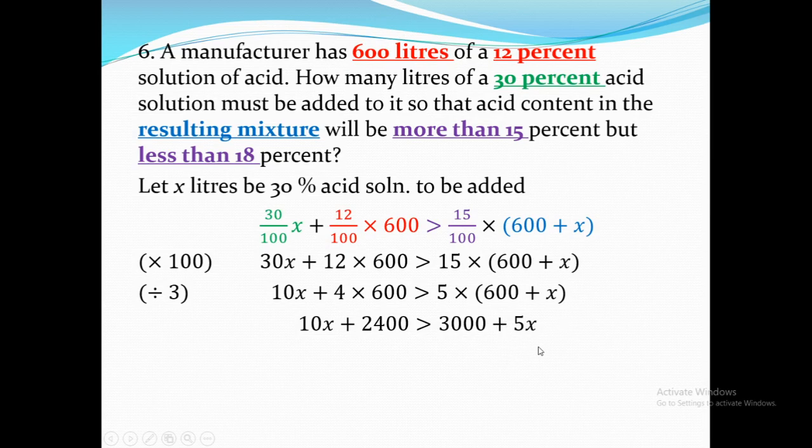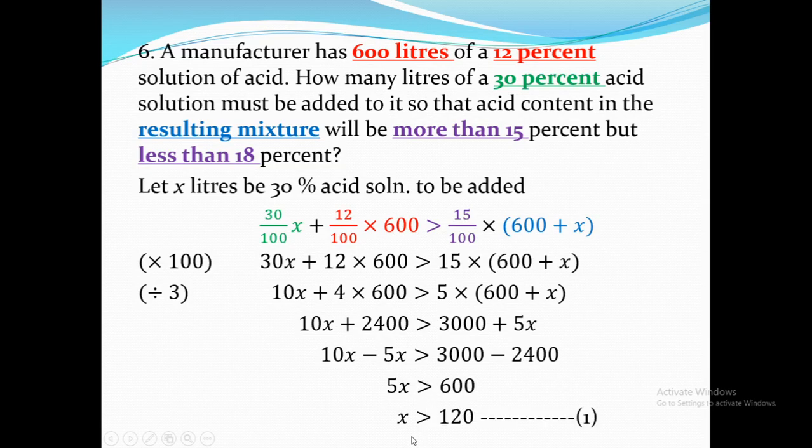Now bring all the x to one side and the numbers to the other side. So taking 5x to the left-hand side, it becomes 10x minus 5x greater than 3000 minus 2400. So 10x minus 5x is 5x, and 3000 minus 2400 is 600. So 5x is greater than 600. So x is greater than 120. That is 600 divided by 5.